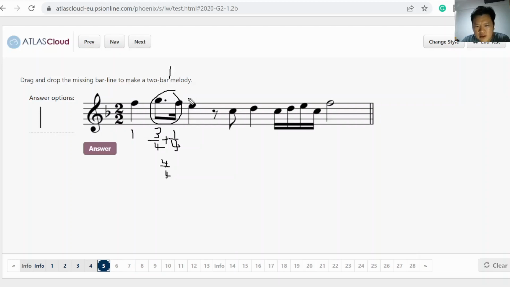If you don't know how to count this, I would suggest you memorize these patterns. A dotted quaver with a semiquaver equals 1, or a semiquaver with a dotted quaver also equals 1. This is 1 again. We need 4 counts, right? 1, 1, 1. This is a half beat and this is another half beat. So your bar line should be over here.